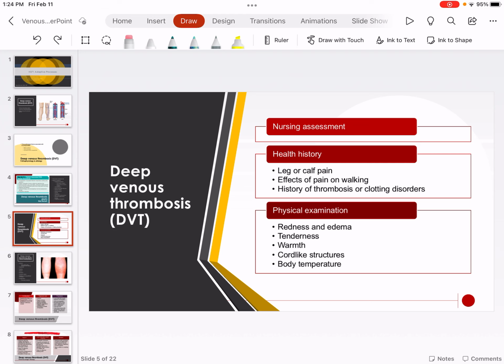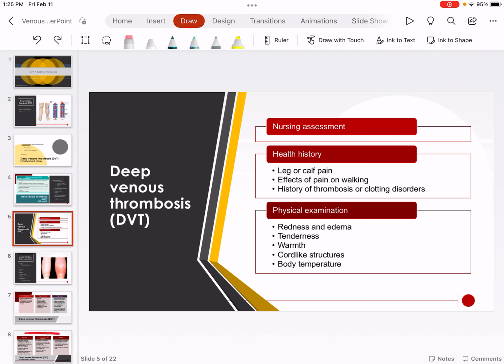And then physical exam, you're really just assessing the patient in whatever area is concerning. If it's their leg, you're going to assess their leg for these things listed here: redness, edema, tenderness, warmth, cord-like structures. Their body temperature could be elevated.